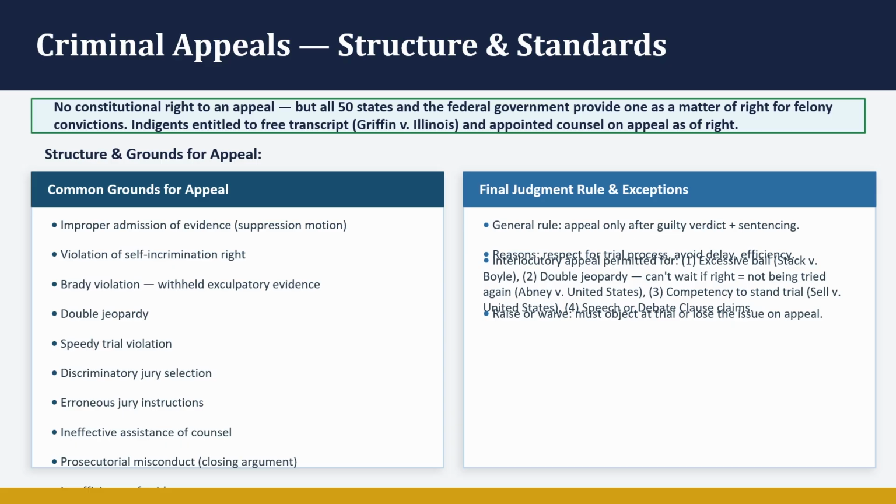But there are 4 categories of interlocutory or mid-trial appeals. Excessive bail is the first, because by the time the case is over, months of improper detention cannot be remedied. Double jeopardy is the second, because the whole point of double jeopardy is the right not to be tried again. You cannot protect that right by waiting until after the second trial is over.